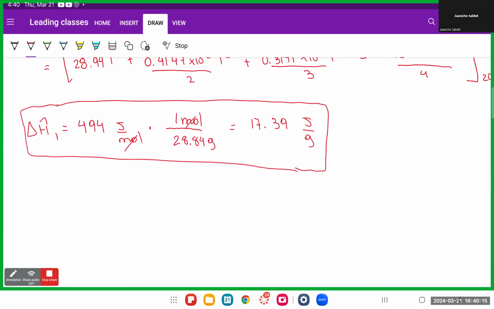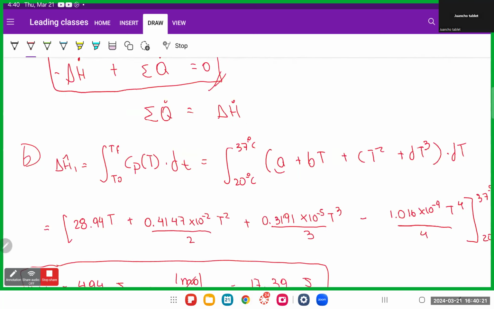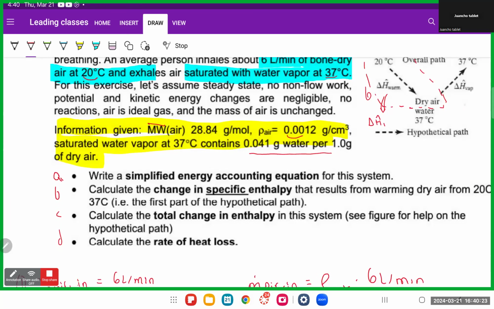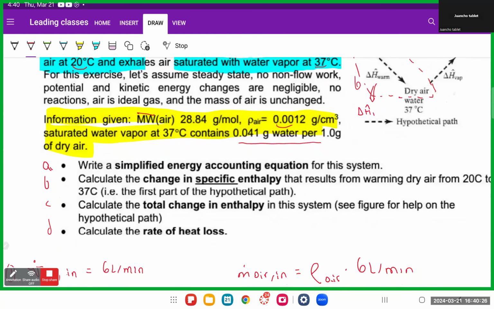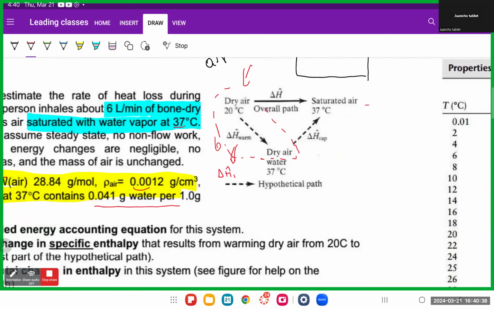All right? Okay. Moving on. So we have to go for C now. C talks about the total change in enthalpy. So we already have, as I was saying earlier, when it said saturated air, that's just a mixture of air, like dry air plus water.